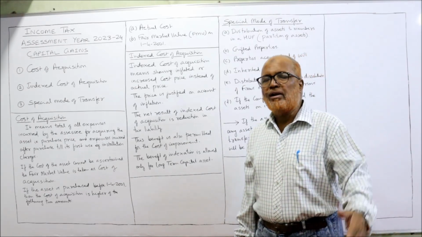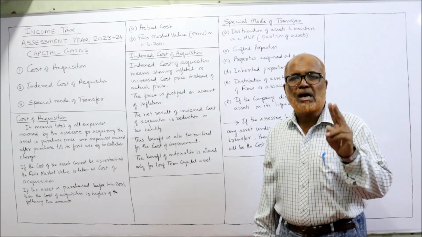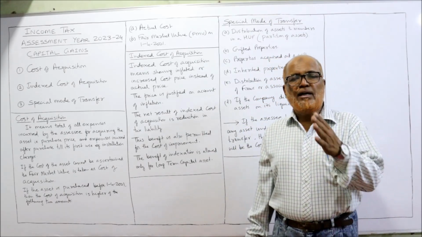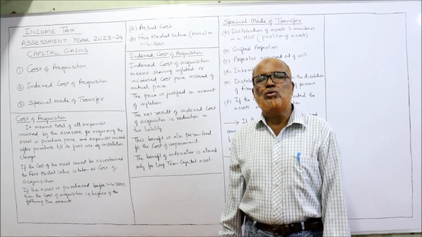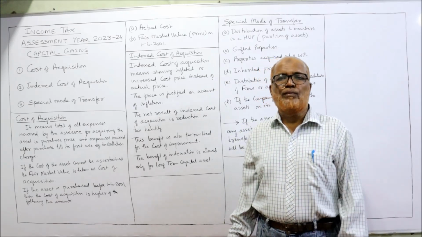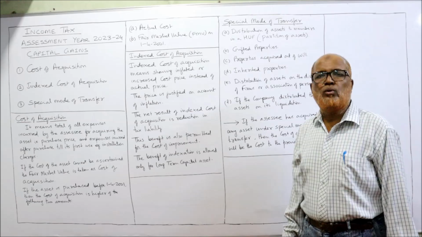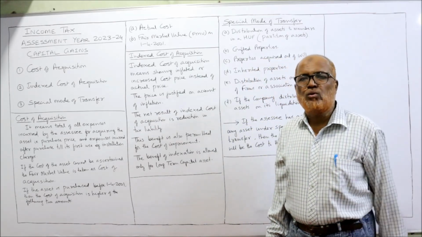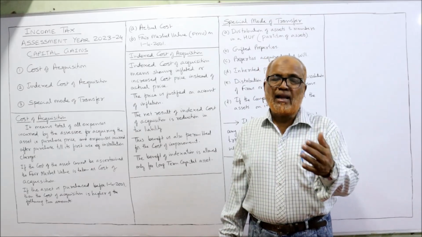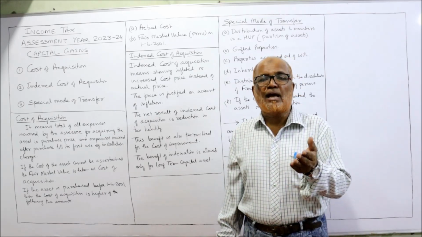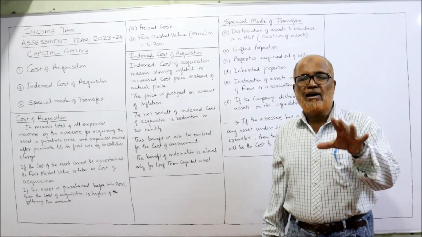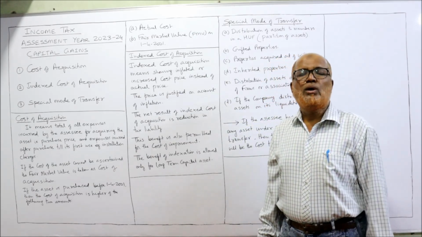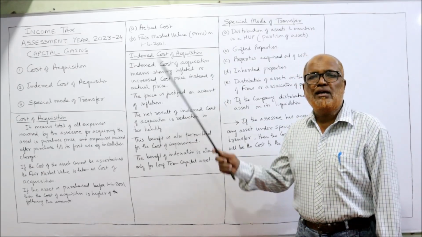If the asset is purchased before 1/4/2001, then the assessee can choose the higher of the following two as the cost of acquisition. Income tax is lenient on this topic: if the asset is purchased before 1st April 2001, the assessee can choose the higher of the two, that is actual cost or fair market value on 1/4/2001. Example, if the actual cost was 1 lakh and the fair market value on 1/4/2001 is 5 lakh, if he takes 1 lakh rupees as the cost of acquisition, then his capital gain tax will be more. If he takes the FMV on 1/4/2001, that is 5 lakh rupees, his tax liability will get lower. So if the asset is purchased before 1/4/2001, he can choose the higher of the two.